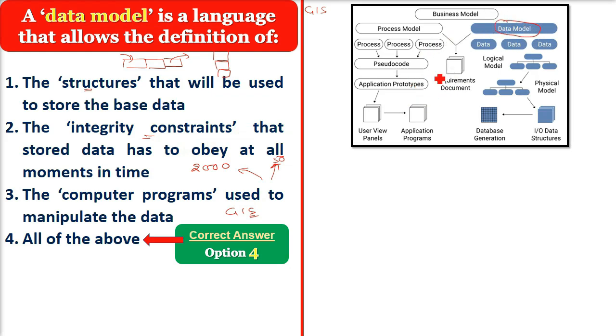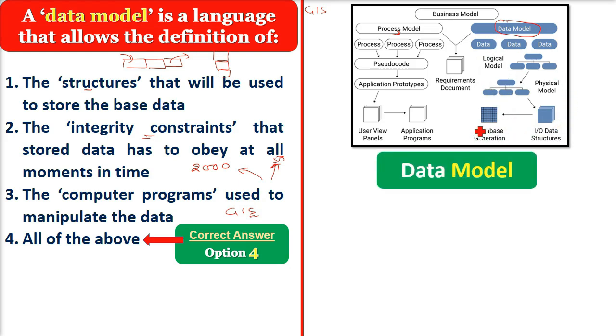If you see a bigger canvas, any business model consists of a process model and a data model. The process model will have processes, application prototypes, all these things. But the data model specifically deals with the data. So you have data, in what form it will be, what will be the logical formation of this, what will be the actual physical formation in which the data will be kept, what will be the data structures in which it will be kept, and how the database will be generated. And the data model defines all of these.